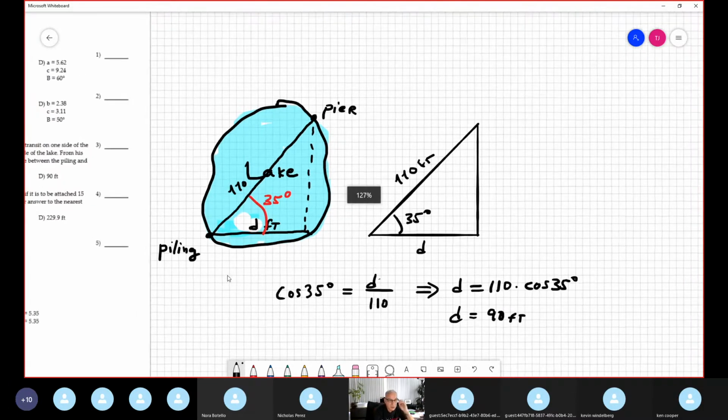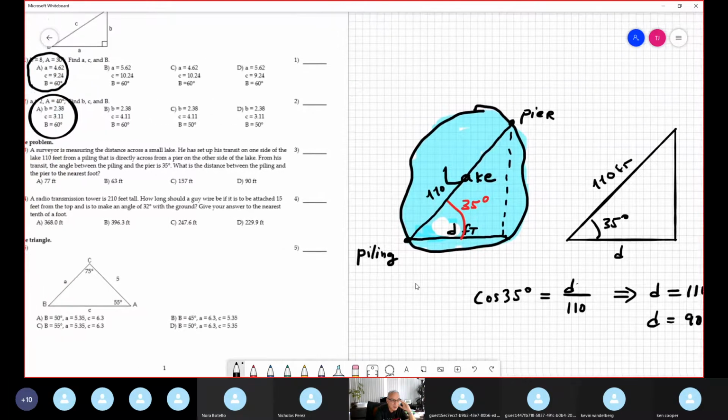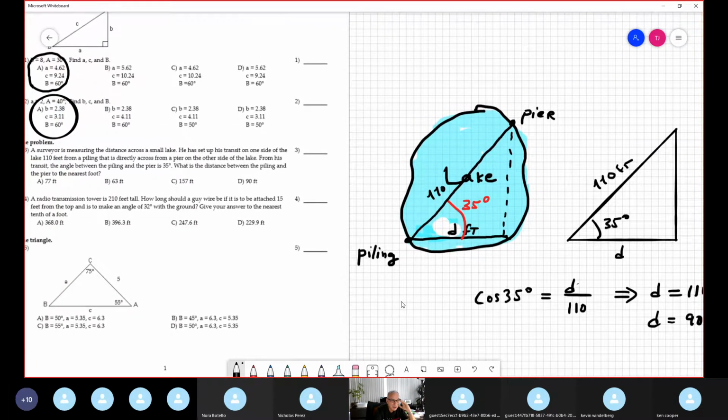Okay, let me try to understand again. 110 represents the transit set up on one side of the lake 100 feet from Peeling, that is directly across the pier. Okay. It's obvious that the hypotenuse is this distance. And what is the distance between Peeling and the pier to the near foot? Well, that one.